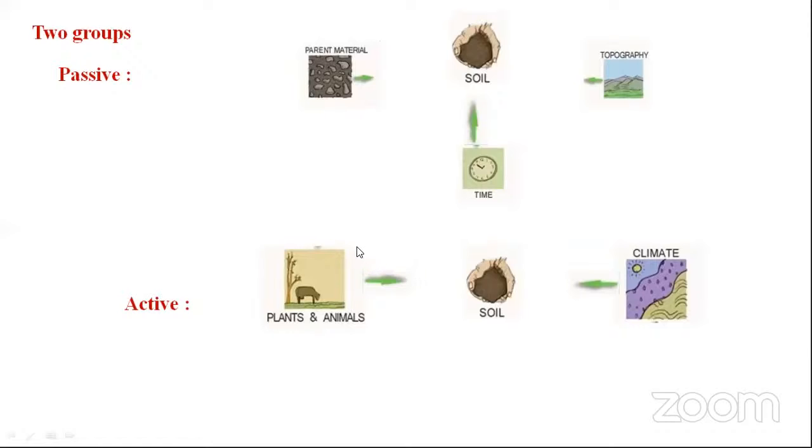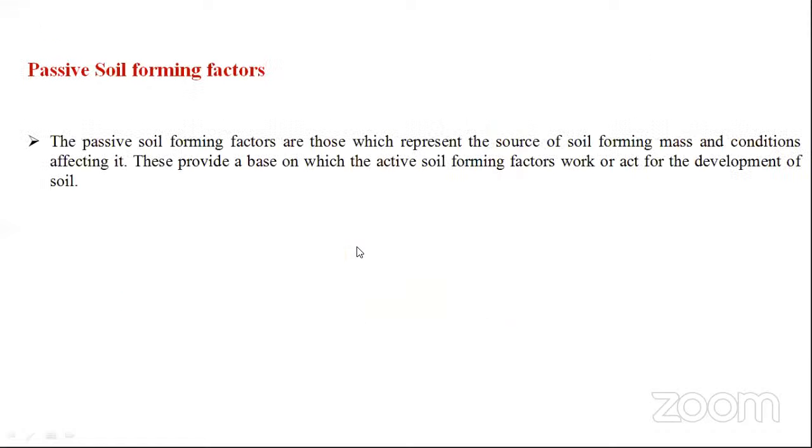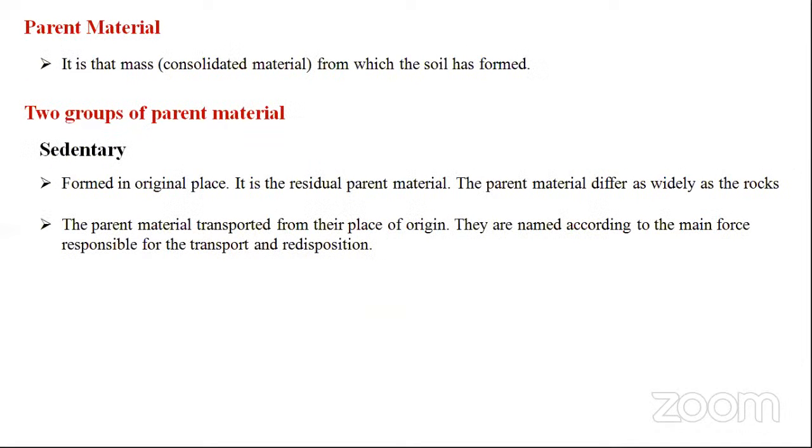Now we will see, students, what are those things. You will see the passive soil forming factors. Actually, these passive soil forming factors will provide the base for the active soil forming factors. That means these passive soil forming factors are the important soil forming factors. Now we will see what are those passive soil forming factors. Very first one is called the parent material.